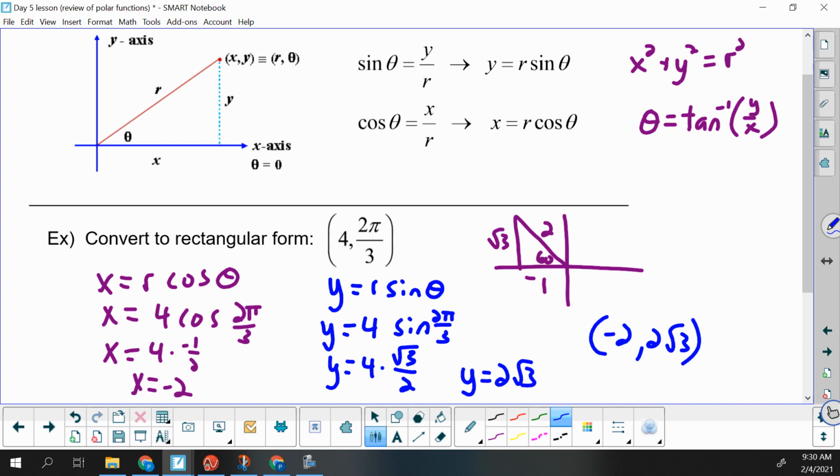Now a little spot check that you can do to see if your answer is reasonable is 4 comma 2 pi over 3. Okay, if you go 120 degrees and go out a positive radius of 4, that's in the second quadrant. See if your rectangular point is also in the second quadrant. Well, we go 2 left, we go up 2 square root of 3, that is also in the second quadrant. So just checking to make sure they're both in the same quadrant can help catch any little errors.